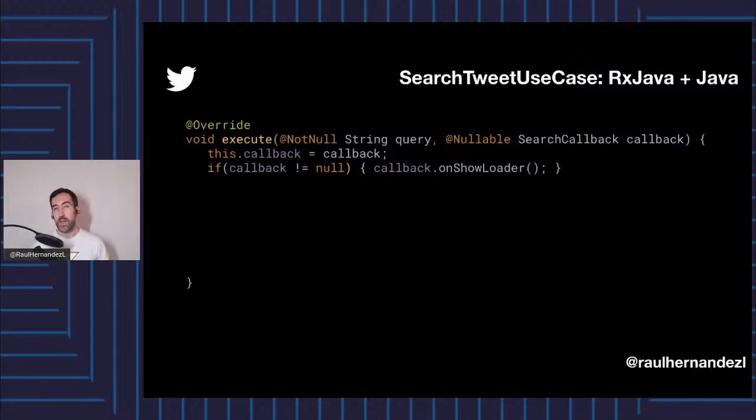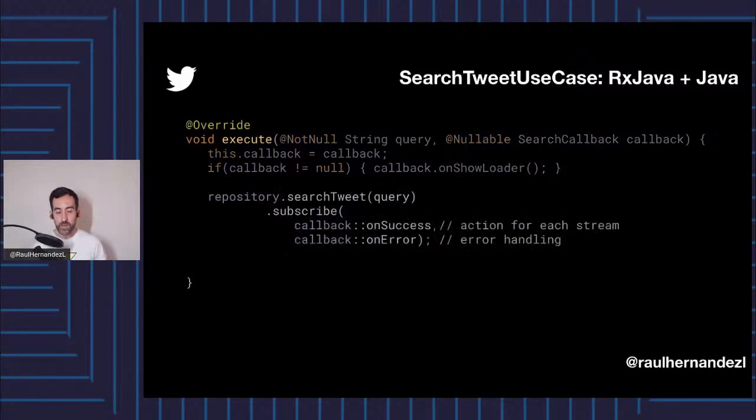So we'll see this kind of dialog pop up that we show to the user when it's loading the results. Then we'll do the search tweet query in the repository. We'll subscribe, so we'll pass actions that are successful into this very first step of subscribe. That's using the callback with on success. If you have any problem, then we'll use on error for the error handling.